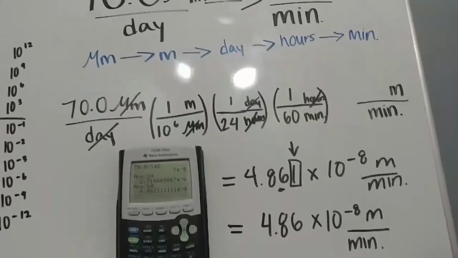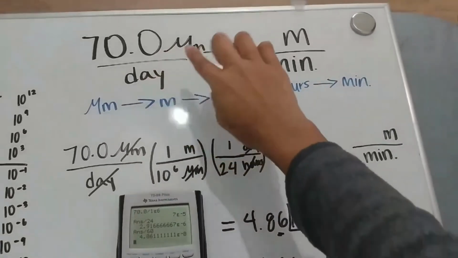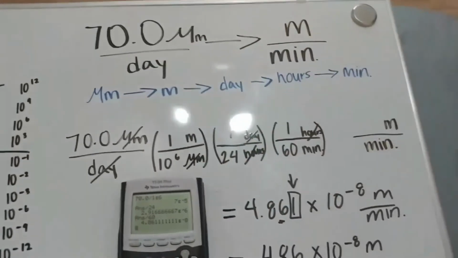This is how you properly convert by using multiple steps when involving 2 different types of units.